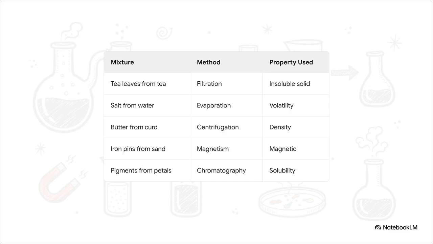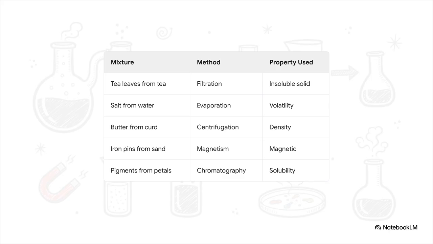Now look at this one, iron pins mixed with sand. For this, we can simply use magnetic separation. The iron is magnetic and the sand is not. A simple magnet will pull the iron pins right out. For ammonium chloride and salt, we use sublimation. And for separating different colors, we use chromatography, which depends on different rates of solubility.